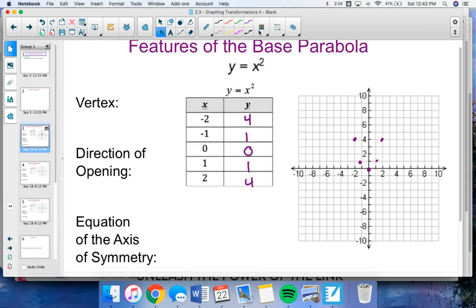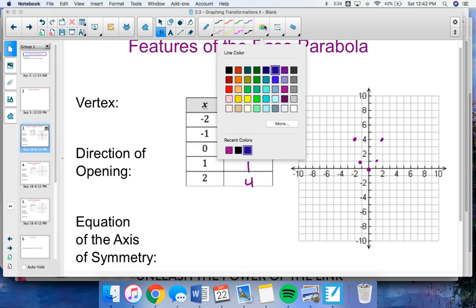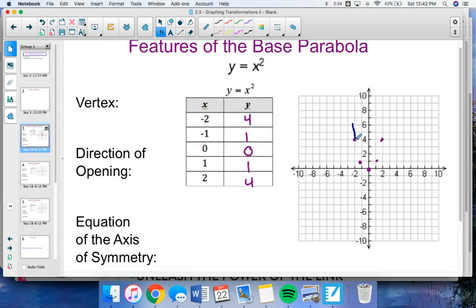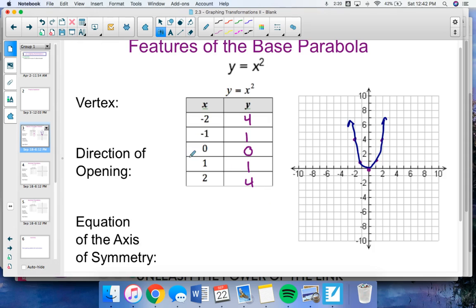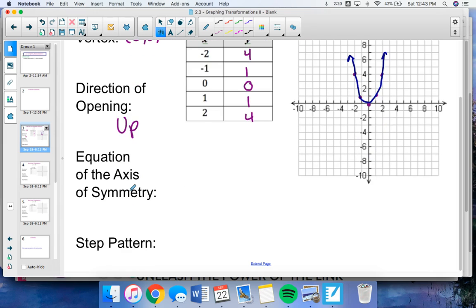Okay, let's see how my parabola looks today. Let's do a nice blue. Not too bad. Okay, so this is our base parabola. Remember, the vertex is the lowest point or the highest point, depending on the opening. So our vertex here is 0, 0. Direction of opening is up. And equation of the axis of symmetry is x equals 0.